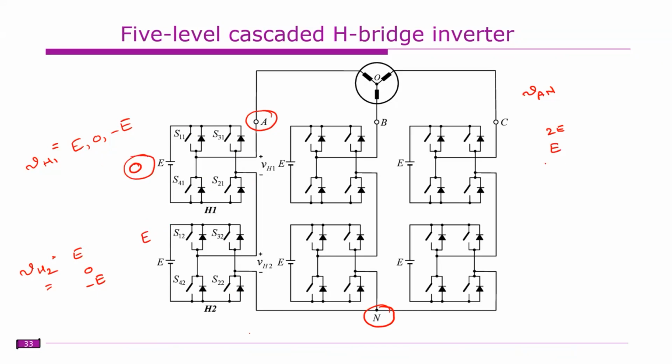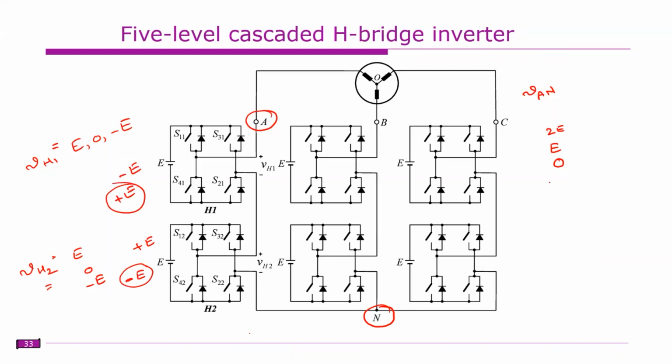Right. Next we have 0 voltage. Operate these two bridges at 0, so this is 0 and this is 0, and we get 0 voltage. Or there is another possibility: operate this as minus E and this as plus E, which gives you 0 voltage. Or this is plus E and this is minus E, which also gives you 0 voltage.